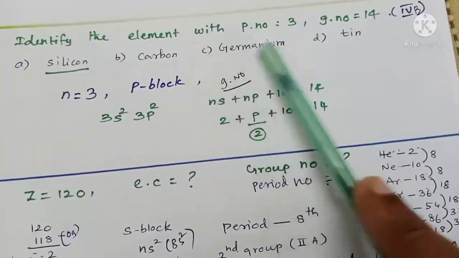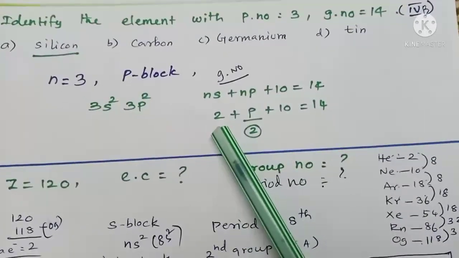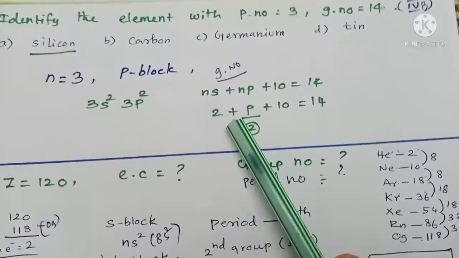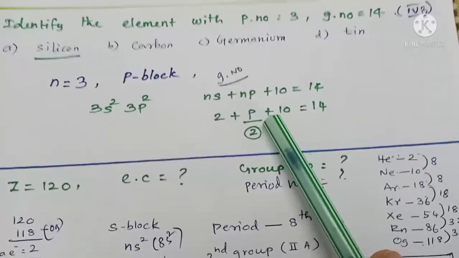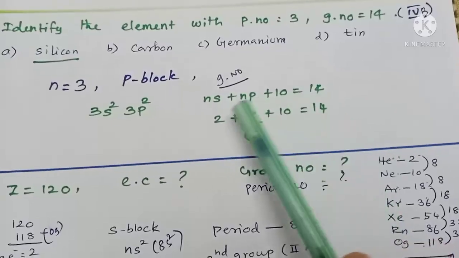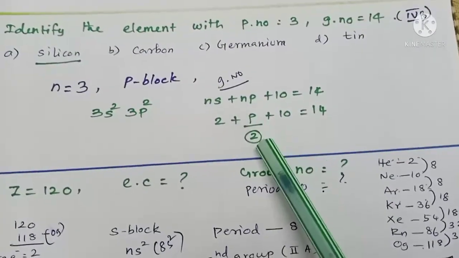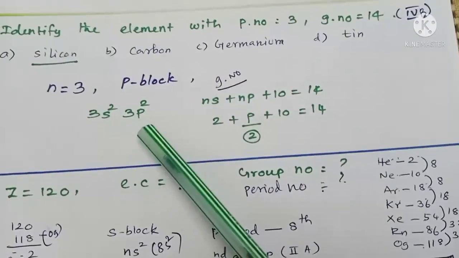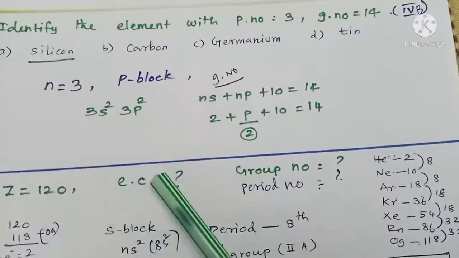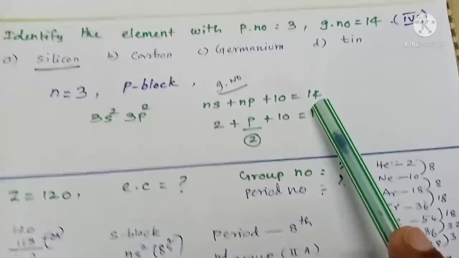All these belong to the p block, so the s orbital is fully filled. So the number of electrons in the s orbital is 2, plus p orbital electrons we don't know, plus 10 is 14. Now you are getting 12, so the p electron number will be 2. So this element probably has 3s2 3p2 configuration. Then only it can belong to group number 14, isn't it?